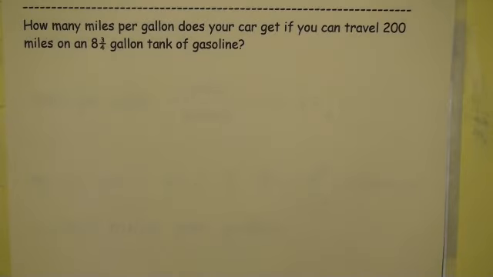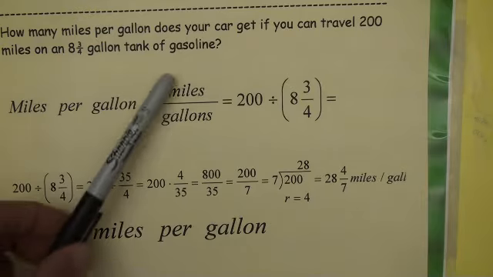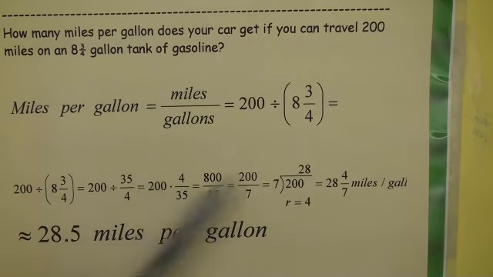Next one. How many miles per gallon does your car get if you can travel 200 miles on an 8 3/4 gallon tank of gasoline? Well, miles per gallon means that you'll divide miles divided by gallons. That's what that means. So therefore, we're going to take 200 divided by 8 3/4.